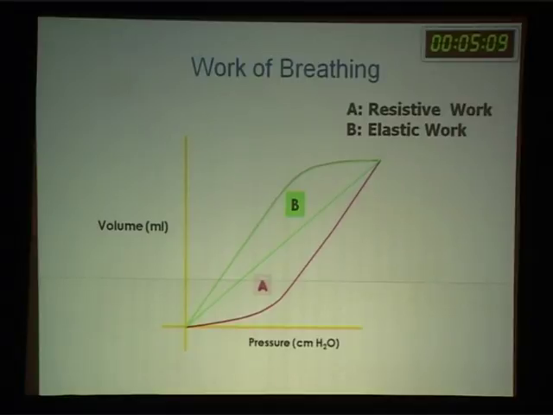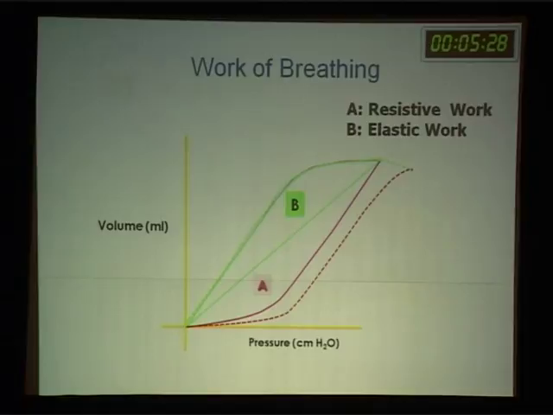Okay. Now, the flow times, the pressure volume scalar will also tell us about the work done. The area within the loop tells us the work. I'll show you how, if someone's breathing like that, they are doing more work. So the work of breathing increases.